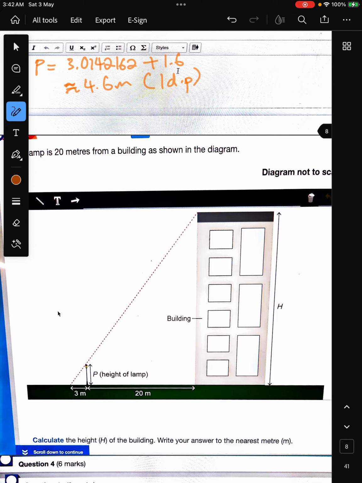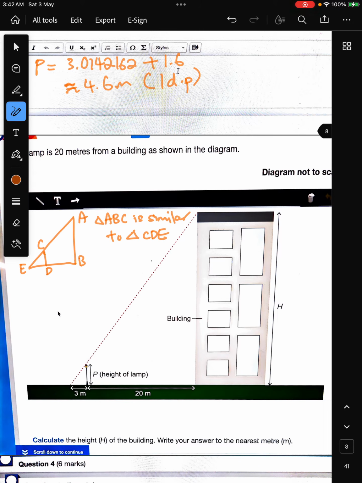similar triangles. Now let me just show you something first before we get down to this question. If I were to draw a triangle like that, and I have a triangle here, now let's call this A, B, C, D, and E. Now would you agree that triangle ABC is actually similar to triangle CDE?